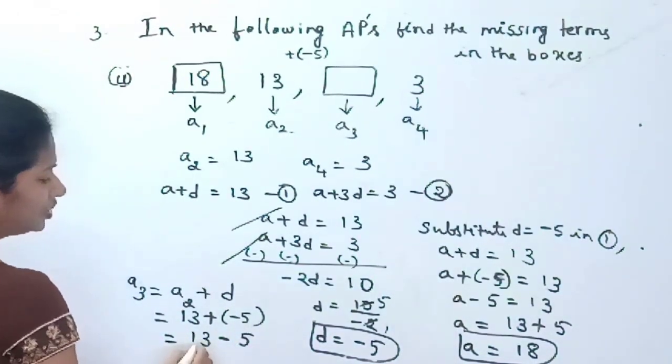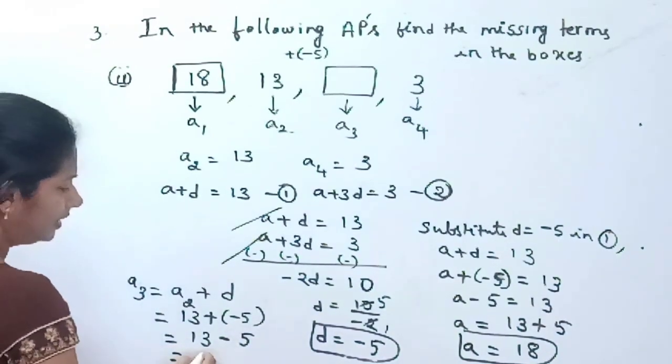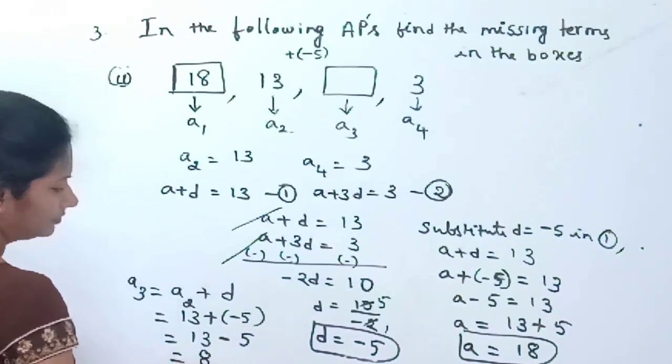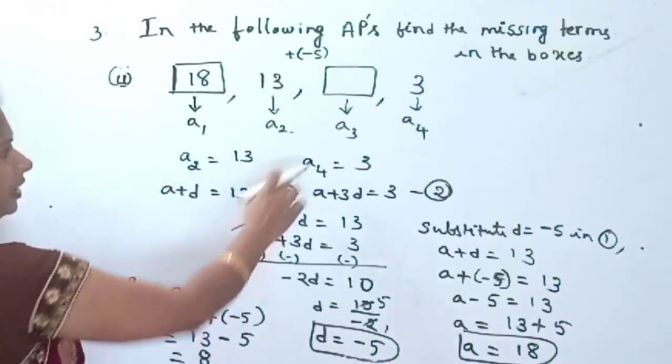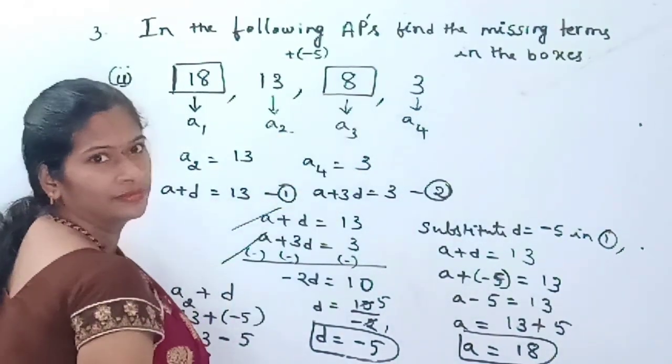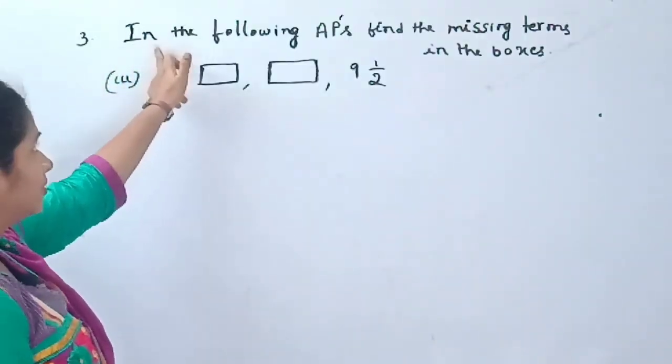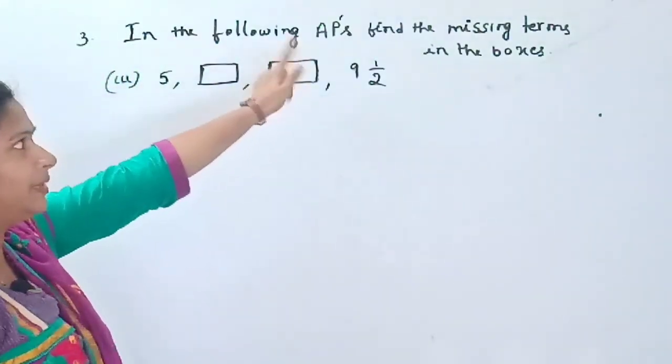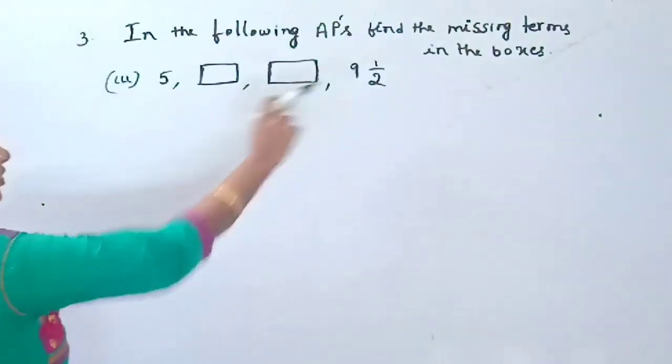So what is the answer, children? 13 minus 5, it is 8. Is it clear? So the third term is now 8, you have to write. Third main question: in the following APs, find the missing terms in the boxes.